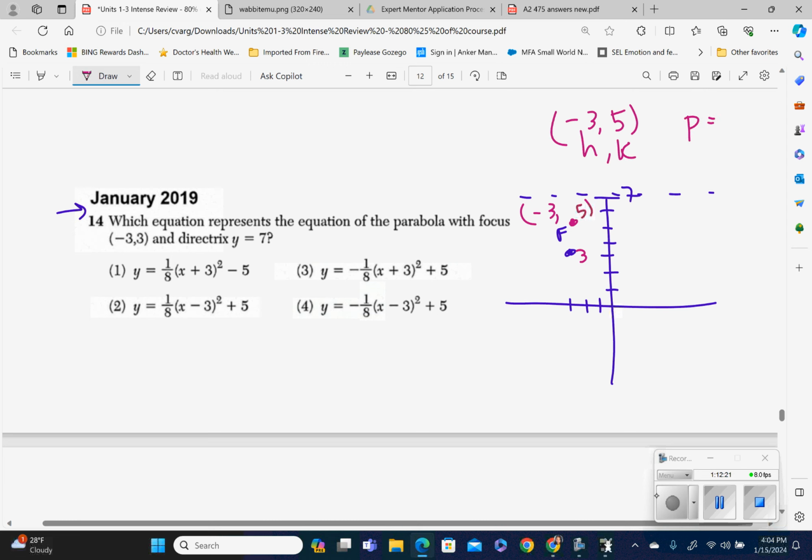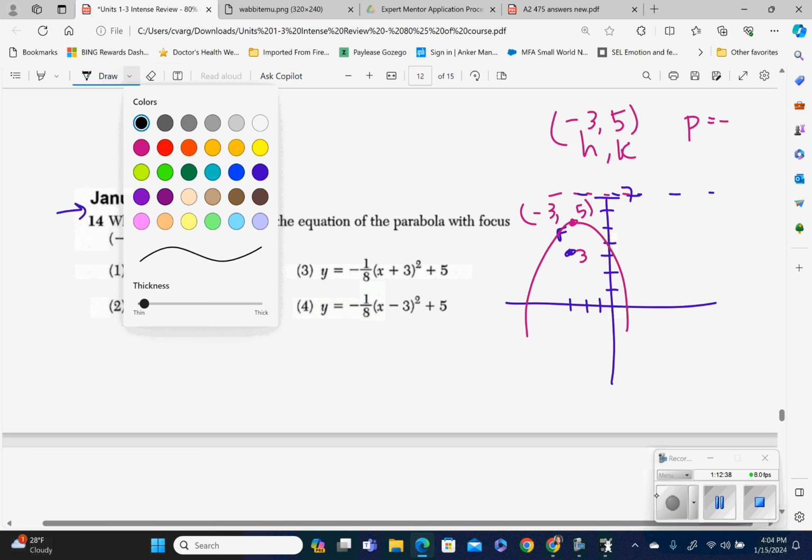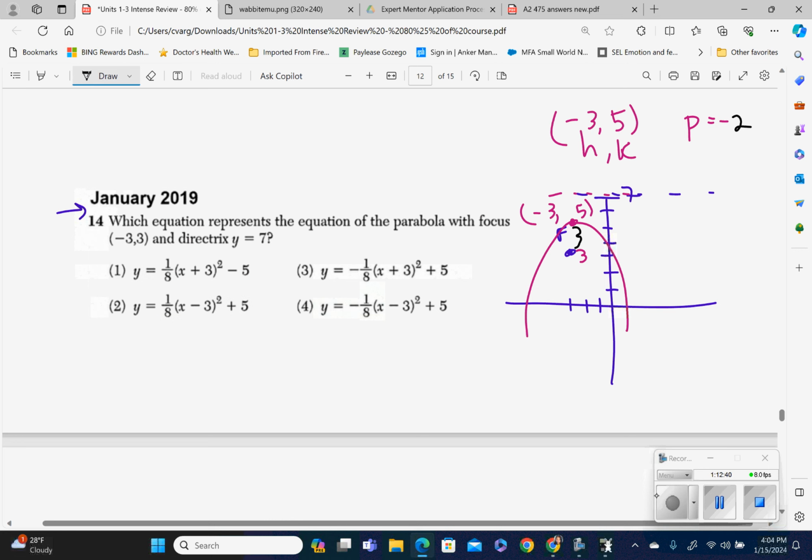Now my p is equal to, so I know my parabola is going to be facing down because it can never cross my directrix, okay? It can never cross my directrix. So I know that it's going to be negative. And what is the distance between 5 and 3? This is 2, okay? So here's my formula.